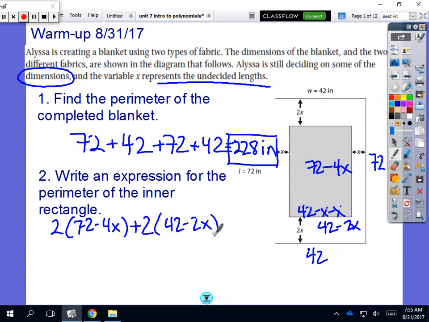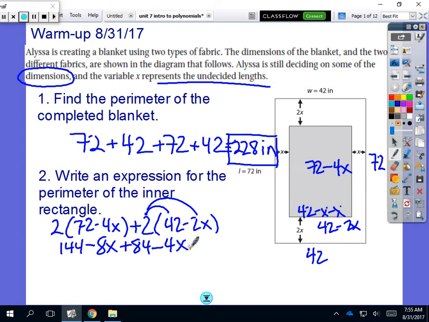What do I do with this mess? Well, remember your order of operations. You multiply, distribute here, so 2 times 72 is 144. 2 times negative 4x is negative 8x. Plus 2 times 42 is 84. Remember the arrows that some teachers use. Plus 2 times negative 2x, or negative 4x.